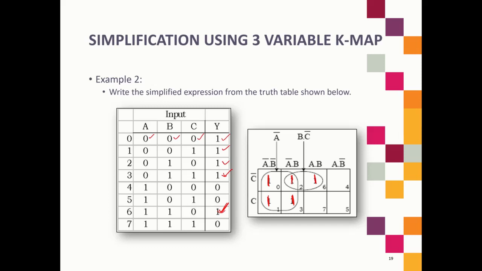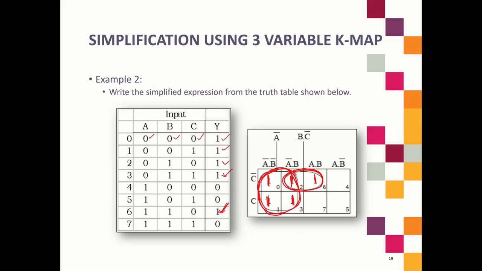So next step, you need to draw loops. You have 5, so you need to find the biggest size of your loop. This is the biggest size, which is 4 ones: 1, 2, 3, 4. So you can draw a loop here. And then you have the balance, so you can overlap. It's equal to 2 cells.